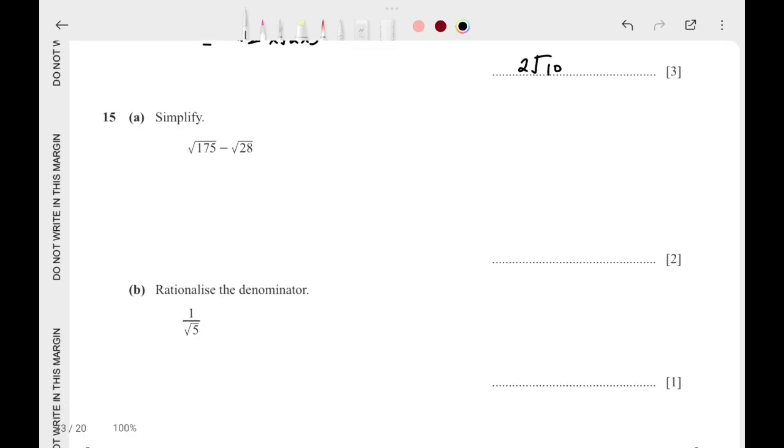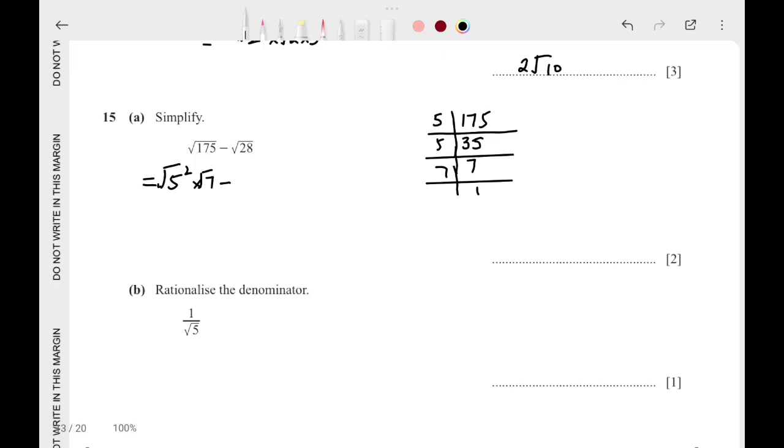Now question number 15a part, simplify. So 175, we have to find prime factors again. So start with 5. 5 3s are 15 and 5 5s are 25. 5 1s are 5, 5 7s are 35, and 7 1s are 7. So it would be 5 square into 7.